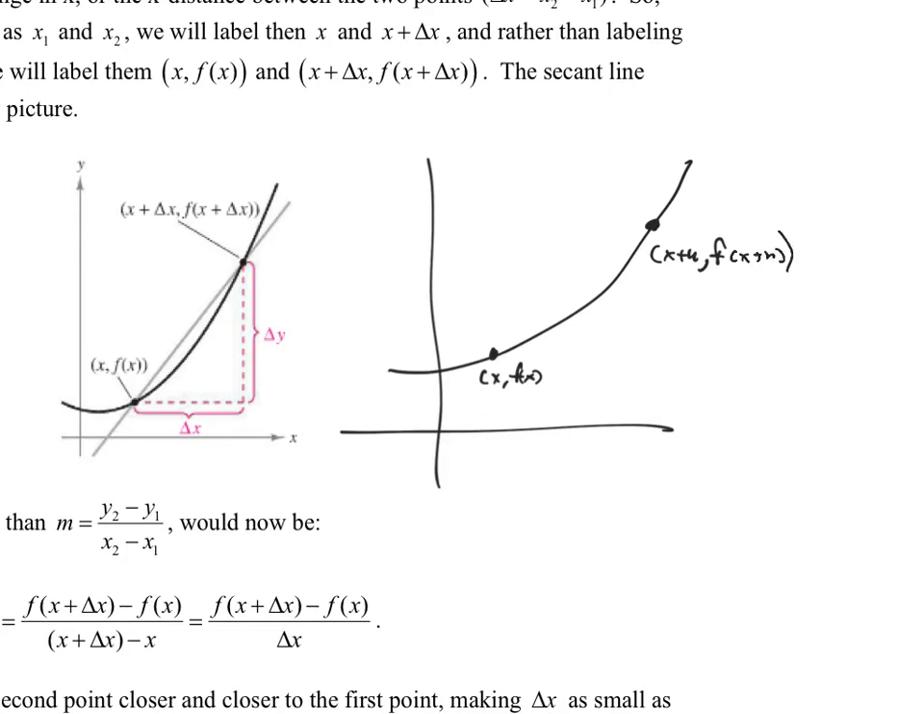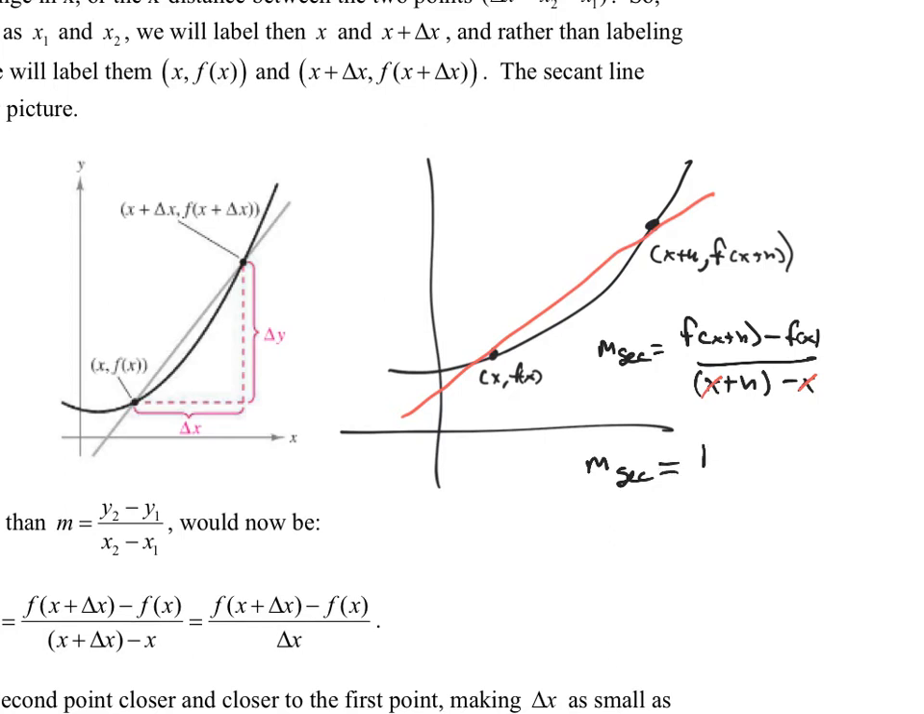If I wanted to find the slope of that secant line right there, I would do my change in the y values over the change in the x values. So the slope of the secant line, let me write m secant, would be the first y value, which is f of x plus h, minus the second y value, which is f of x, all over the first x value, which is x plus h, minus the second x value, which is just x. Notice again the x's cancel, so the slope of the secant line is f of x plus h minus f of x, all over h.